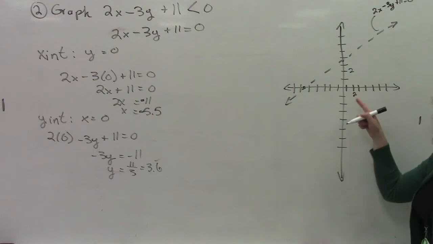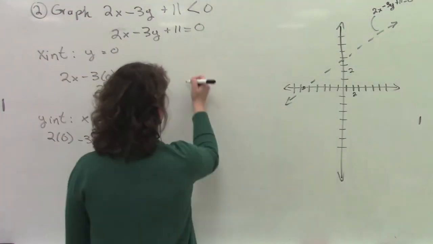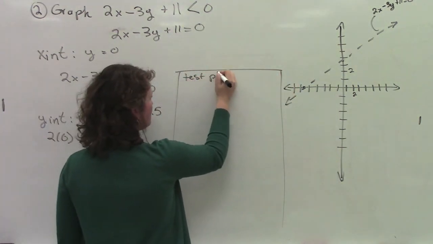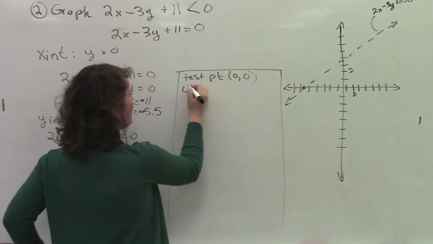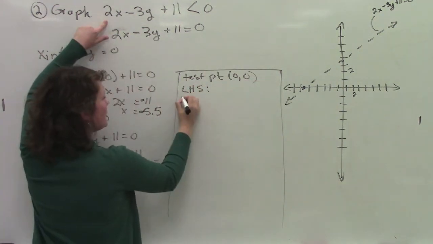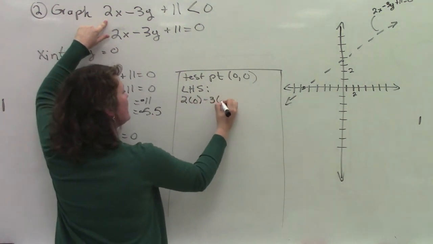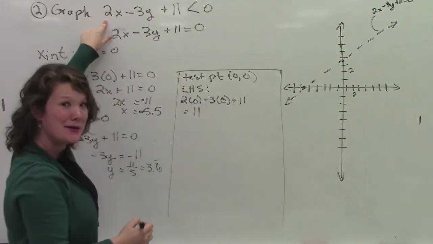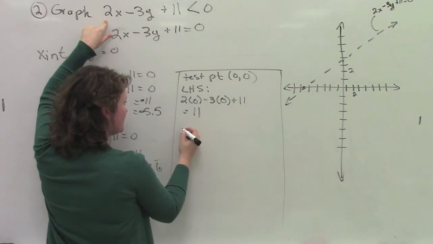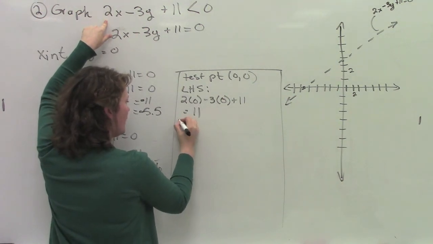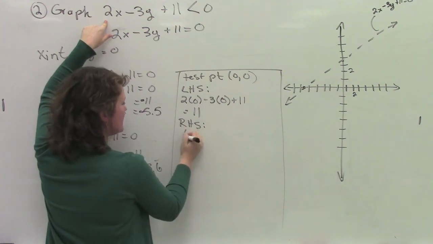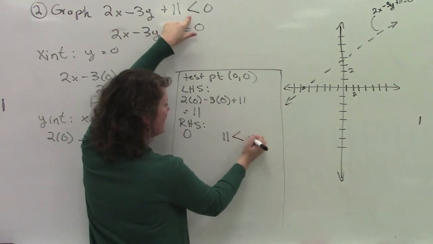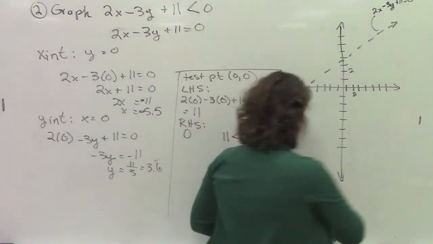Just as before, we want to use our test point of 0, 0. Really easy. So our left-hand side is 2 times 0 minus 3 times 0 plus 11 equals, well, it equals 11. And the right-hand side is 0. Right here, the left-hand side, 11, should be less than 0. Is that true? No, it is not true.